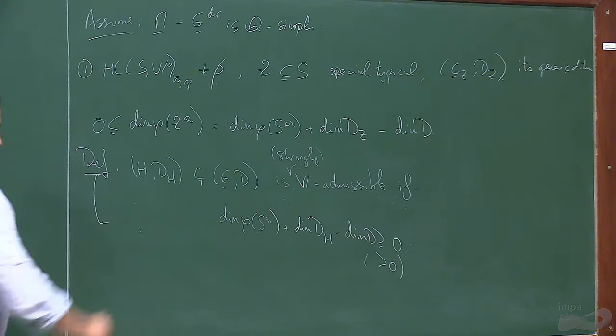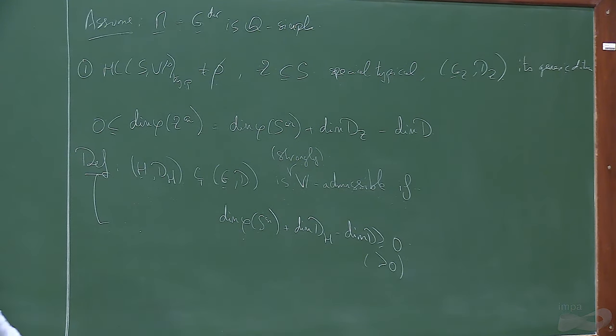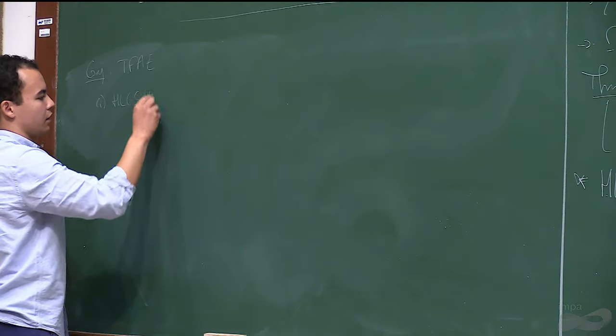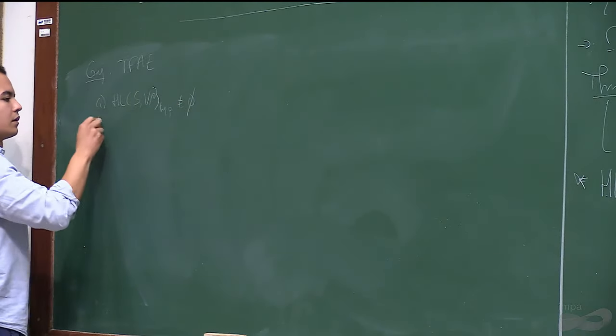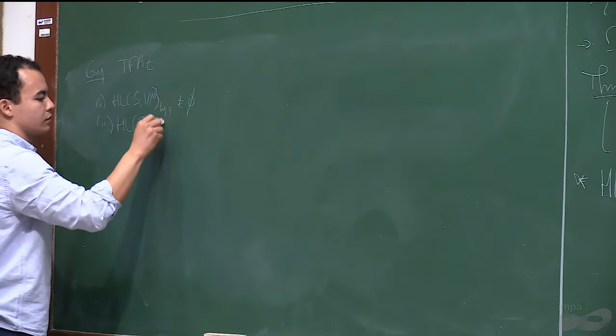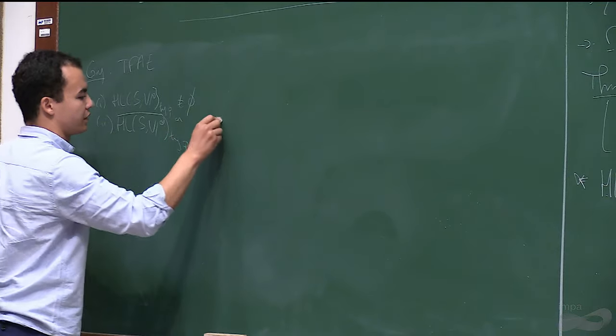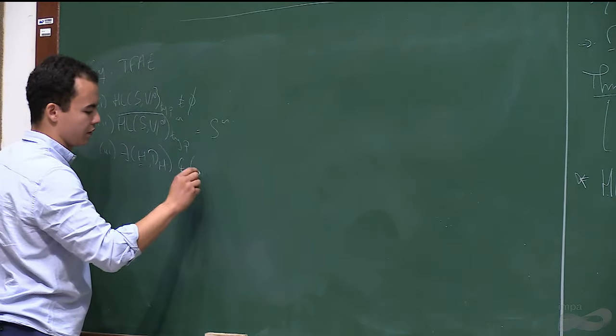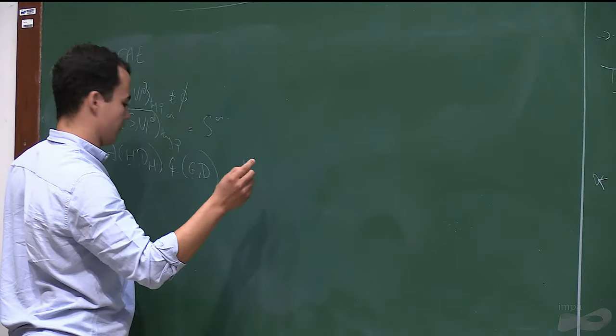Okay, and now the main conjecture, what's expected to answer this question, is that this condition is actually the only one needed. So the following are equivalent. First, the typical Hodge locus is not empty. Second, it is dense. And third, there exists some strict subdatum inside of GD which is V-admissible.